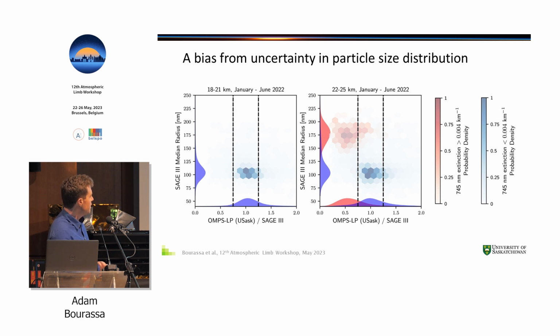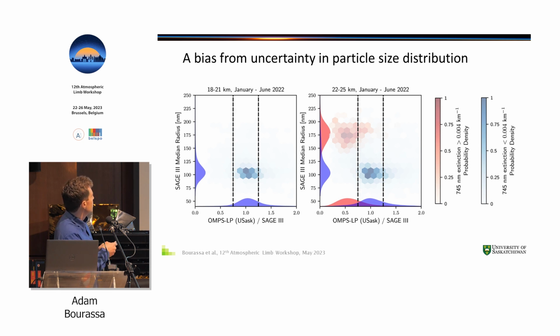So where it's 1, the two products are agreeing really nicely. And on this axis is a median radius retrieved from the SAGE 3 extinction spectra. This is a median radius retrieved assuming a mode width of 1.6. This actually converts to an effective radius around 400 nanometers, very consistent with what Travis showed us this morning. For these values around 175.